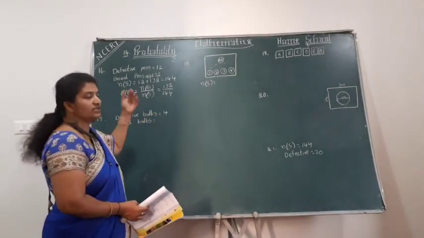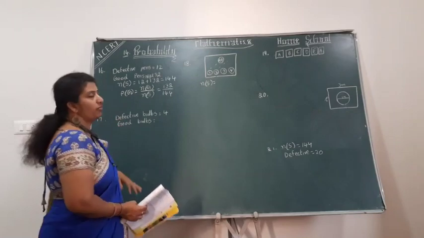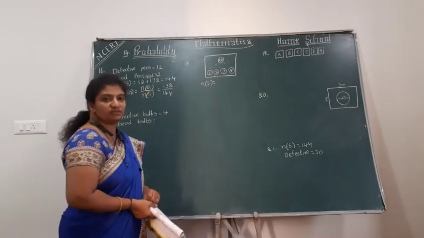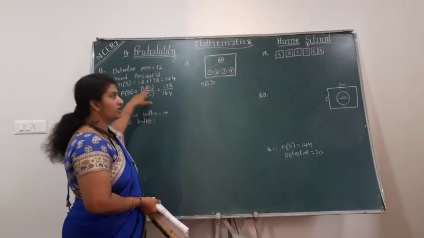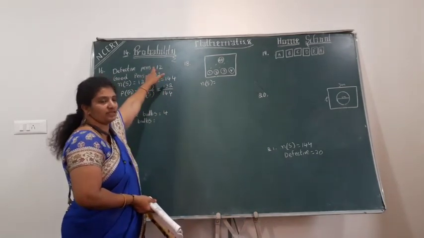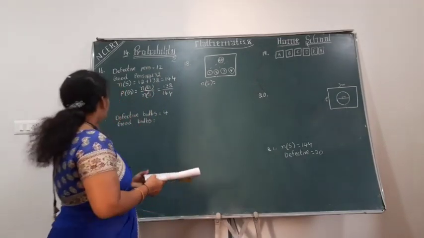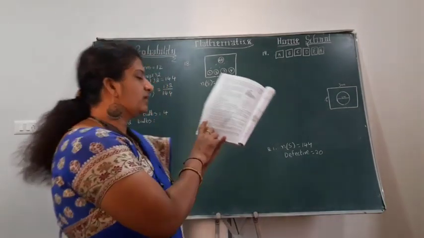The same thing, we can change the question. What is the probability of getting a defective pen? Defective pens means P of D. P of D is equal to n of D by n of S, that is 12 by 144. Very simple problems. So, 17th problem.